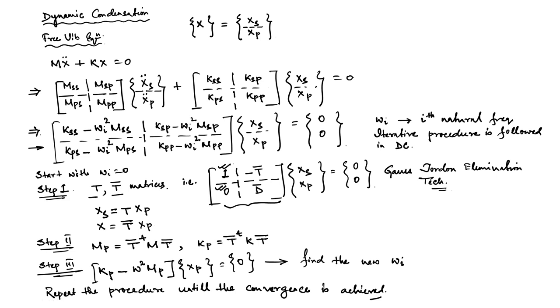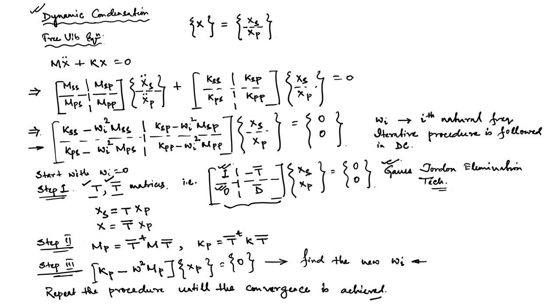So, that is the procedure for dynamic condensation. It is very similar to what we have done in case of static condensation. Our main objective is to find out these two transformation matrices. And for that, you can use this Gauss-Jordan elimination technique. And then using that, you can find out the transformation matrix, and then finally, you get the mass and stiffness matrix in the reduced coordinate system, and then automatically find out this omega I. That again, you go back to the initial step and then repeat the exercise.